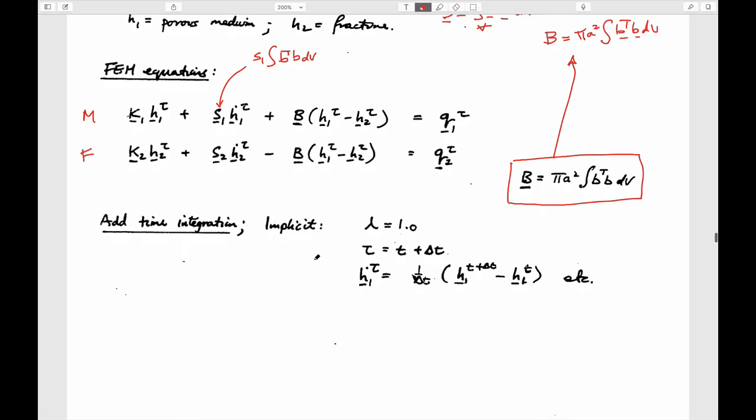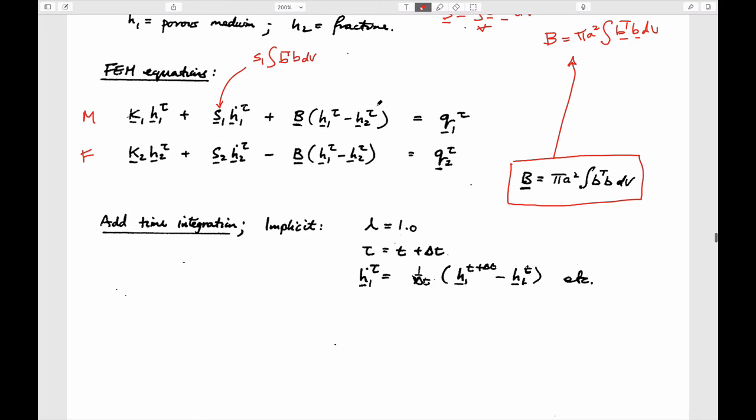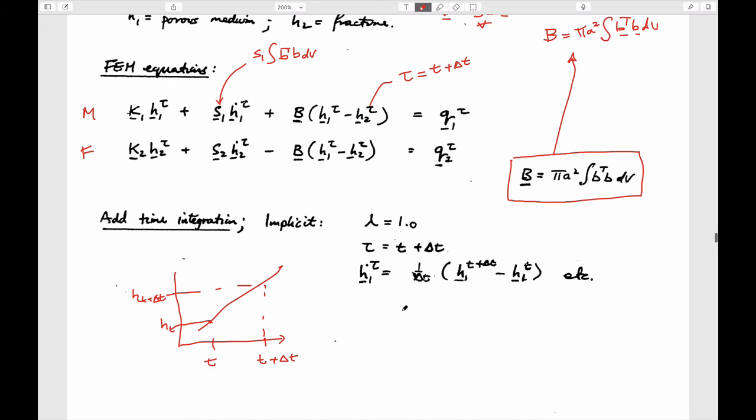And so we can choose implicit or explicit ways of solving it. And if we choose implicit, we just write it at tau equals t plus delta t. Right? You'll remember that we talk about the changes in heads occurring over time t and t plus delta t. And we have something that looks like this. Head at time t, head at time t plus delta t. Not very good handwriting, but you got it.